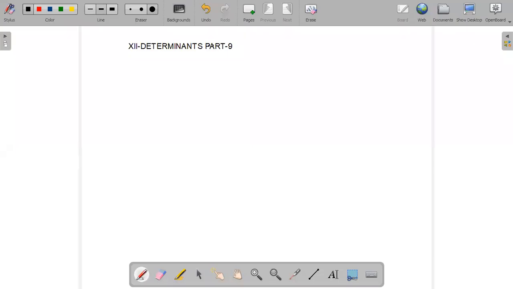So we were doing determinants, part 9. We did adjoint of a matrix and how to find the adjoint of a matrix. There are some properties, some theorems we discussed already. Now there are some properties of adjoint of a matrix. You note down these properties of adjoint of a matrix.